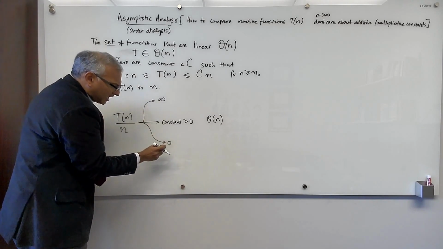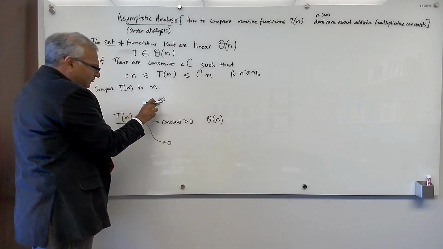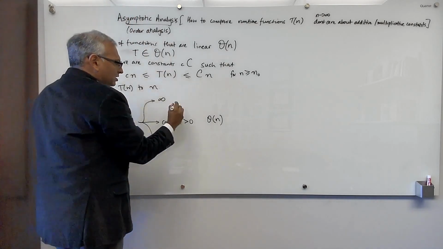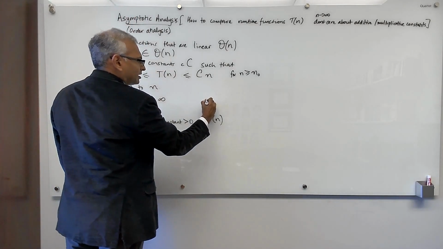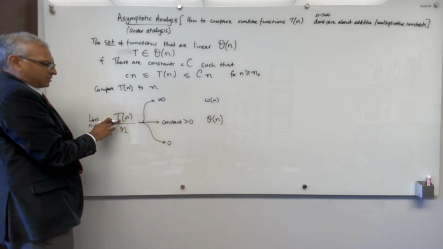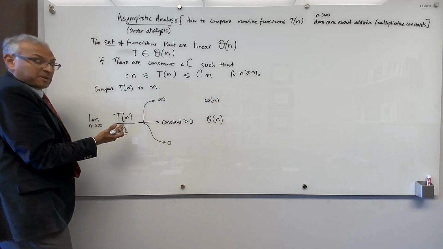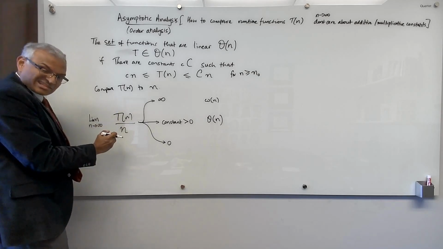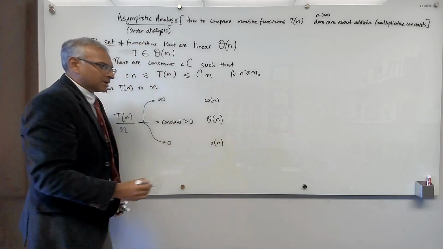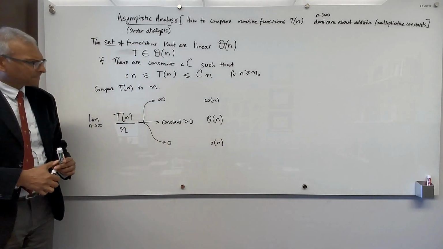Now it's interesting, we do have names for these sets. These functions are strictly bigger than n because the ratio is going off to infinity. We call this set of functions little omega of n. And the ones that, when you divide by n, go to zero, are much better than n. They're strictly better than n, they're less than n. We call this little o of n. But that's not a big deal. Don't worry.